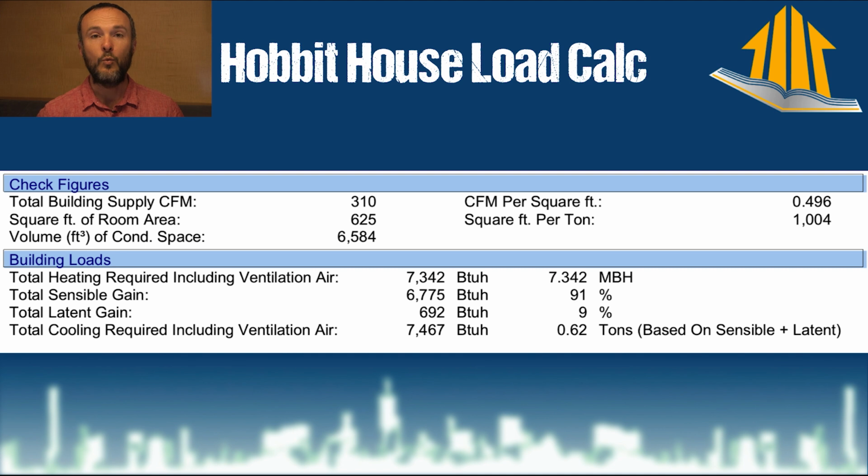Square footage per ton, 1,000. Pretty good. That means that it looks like they've done a pretty good job speccing the insulation and all that stuff for this. Total heating required, including ventilation air, 7,000. And we've got cooling of 7,500. So the cooling is actually higher than the heating. Very interesting. Part of that is to do with the fact that it's underground. And also ventilation, right? We're going to talk about that in a second. So we've got like a half ton, a little more than that. A 3/4 ton air conditioner would probably be what was specified here.